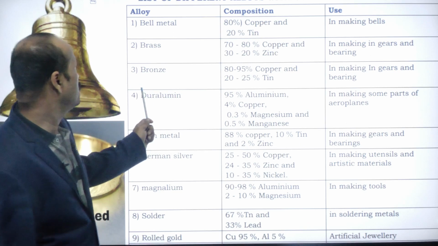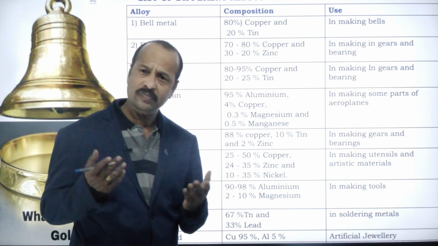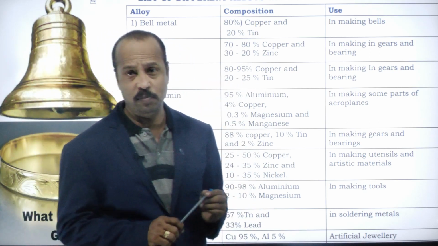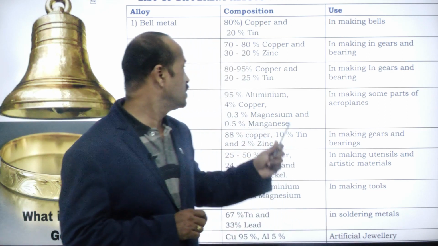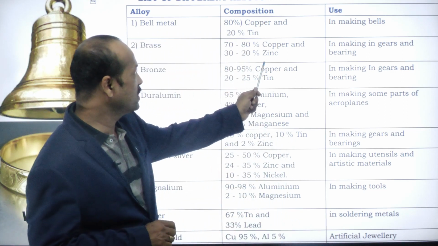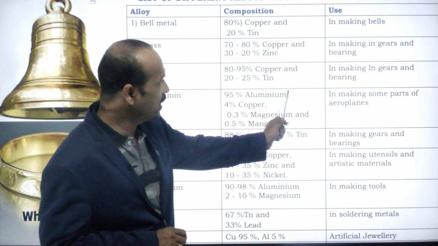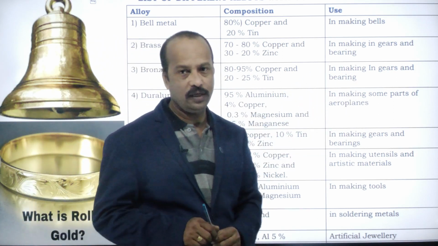The third one is bronze. Bronze is again made from copper. Copper is 80 to 95% and tin is 20 to 25%. This is also similar in its uses.